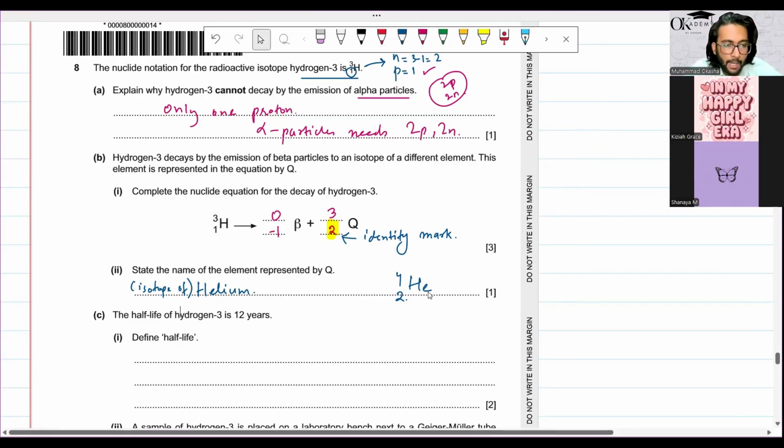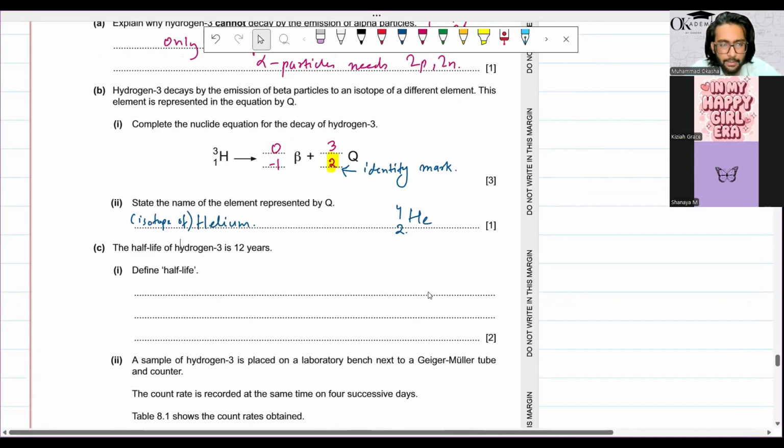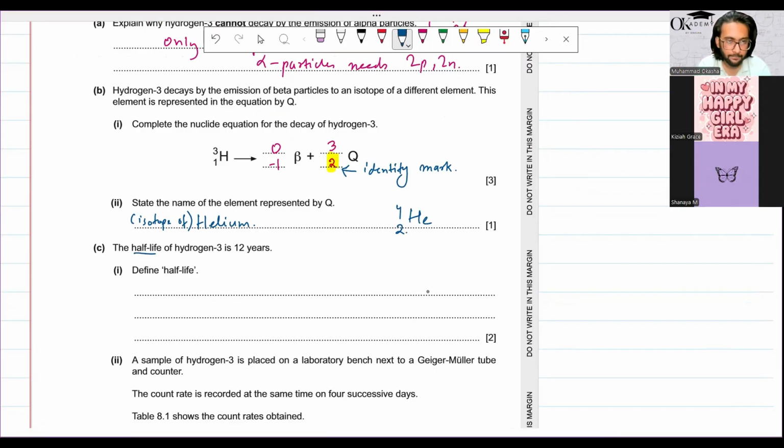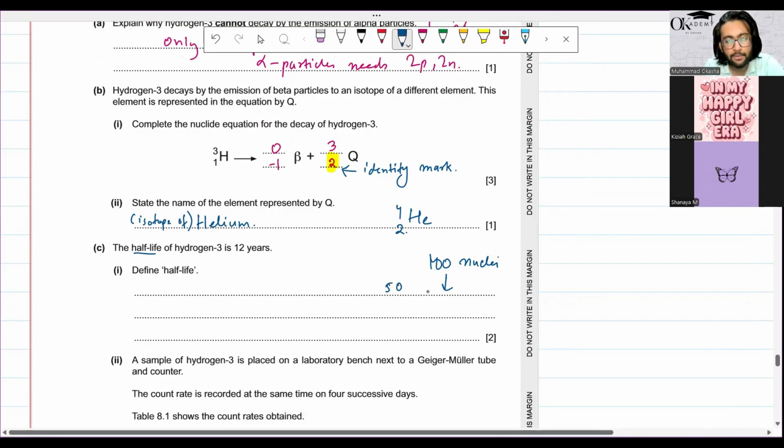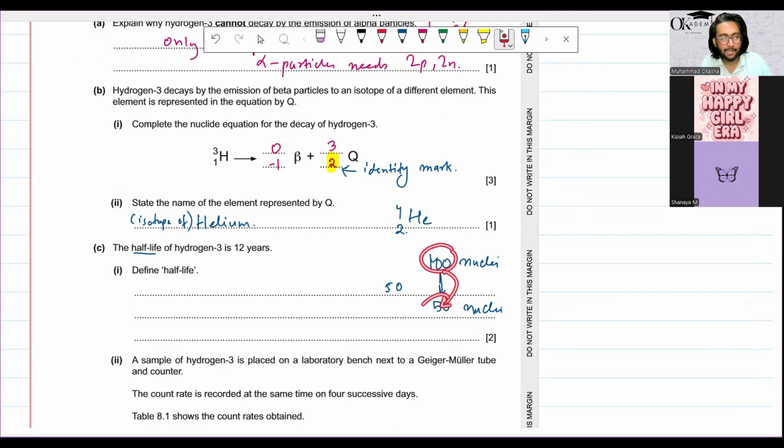Okay, so the half-life of hydrogen-3 is 12 years. Can you recall half-life? Half-life is the time it takes for a radioactive sample to become half. For example, if you had 100 nuclei, and it took 50 years for the 100 nuclei to become 50 nuclei, so they've become exactly half, then the time it took was 50 years. So the half-life would be 50 years.